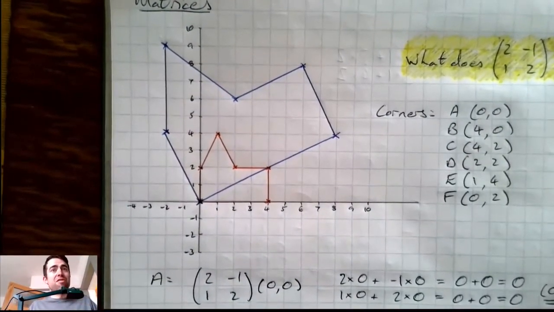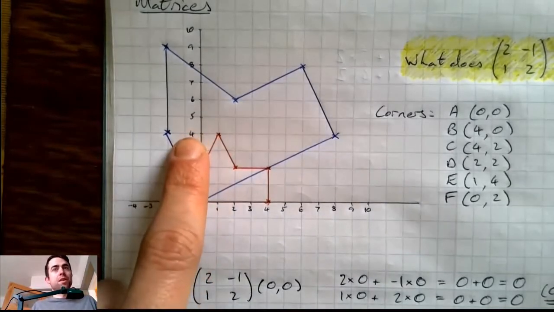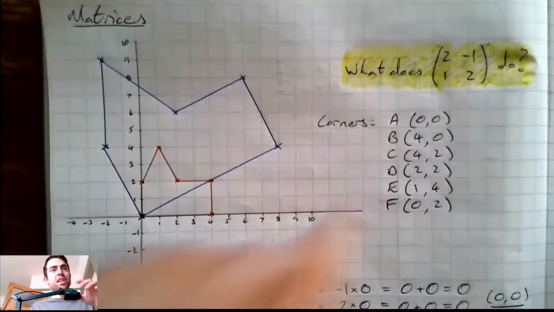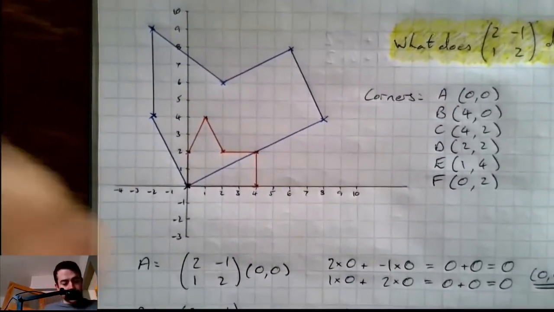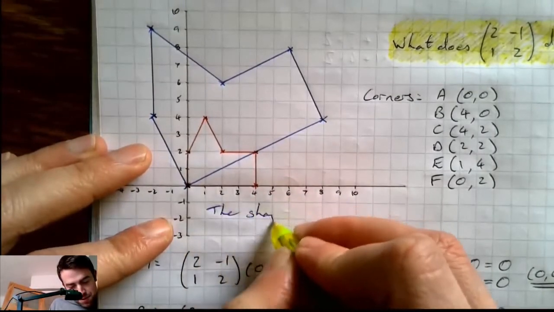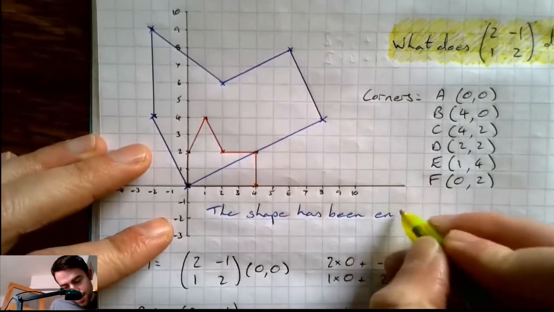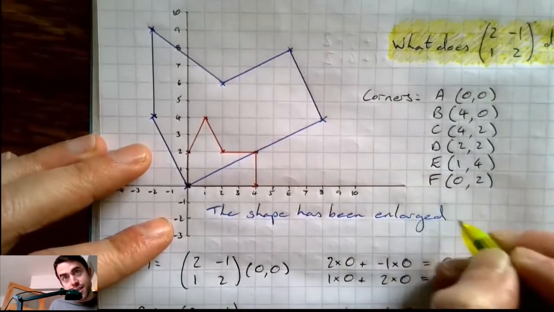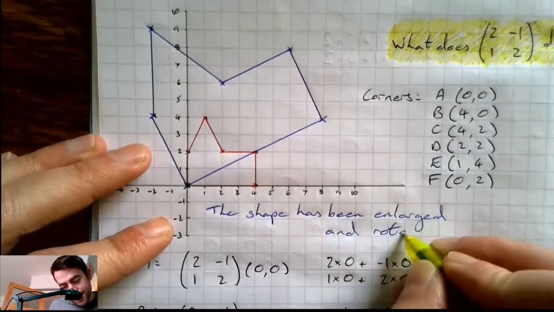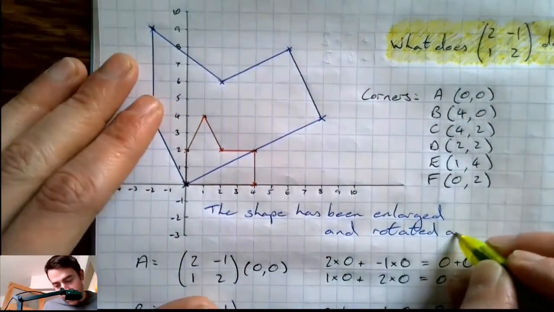I'm going to finish off by just writing about what has happened, because that was what the question was. It asked, what does this matrix do? I'm going to write the shape has been enlarged and rotated. I might say rotated anti-clockwise.